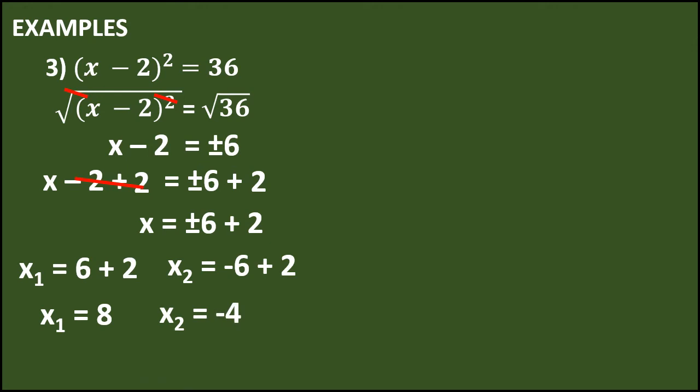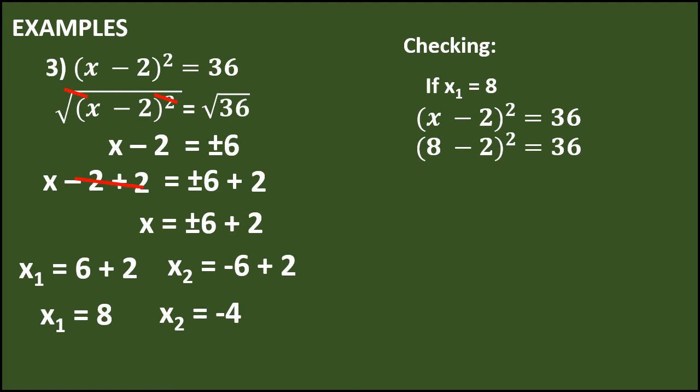Again, we have to check if we are going to accept the two values of x by checking. So let us substitute 8 in the original equation. So x will become 8. Our new equation will become quantity 8 minus 2 quantity squared equals 36. 8 minus 2 is 6, and 6 squared is 36. So 36 is equal to 36. We are going to accept 8 as a solution to the quadratic equation.